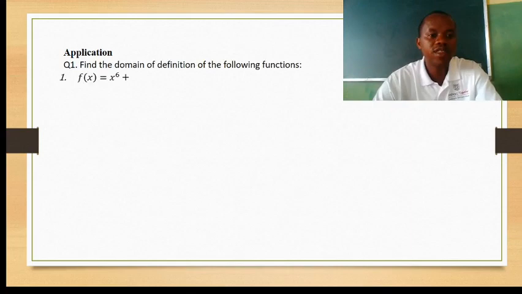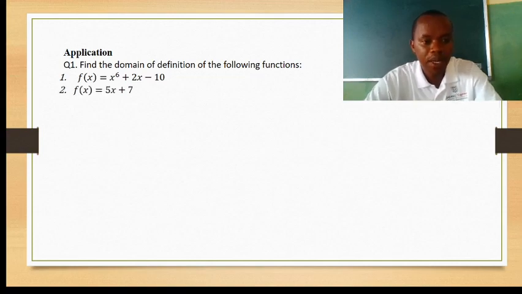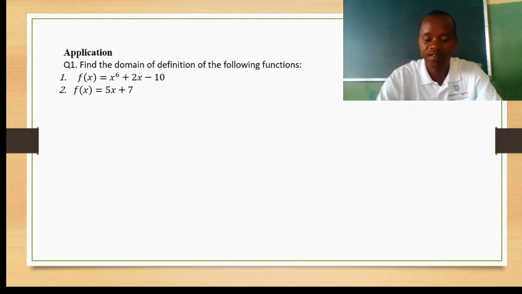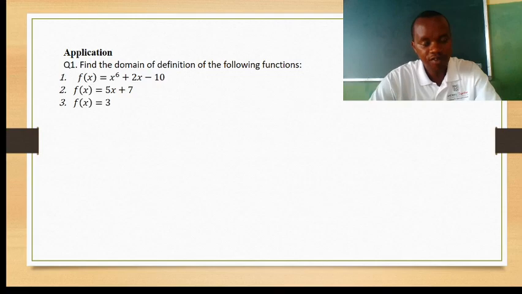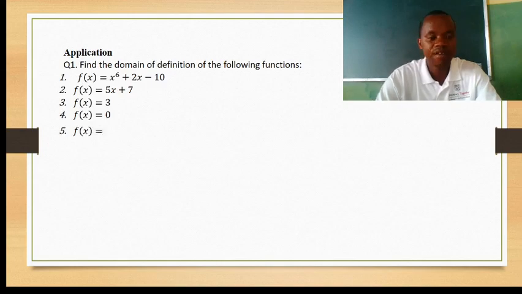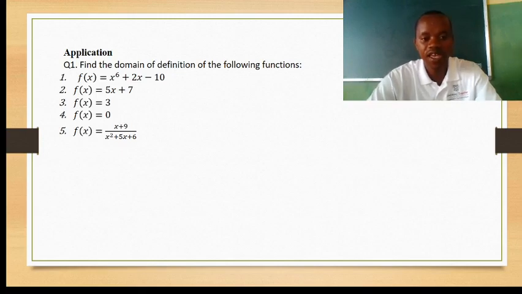We have function number 1, which is x power 6 plus 2x minus 10. Function number 2, we have f of x, which is equal to 5x plus 7. Number 3, f of x is equal to 3. Number 4, f of x is equal to 0. Number 5, f of x is equal to x plus 9 over x square plus 5x plus 6.